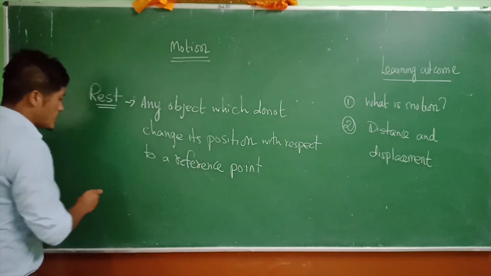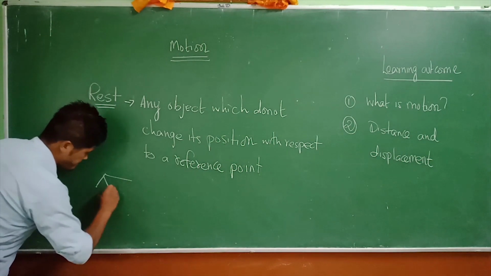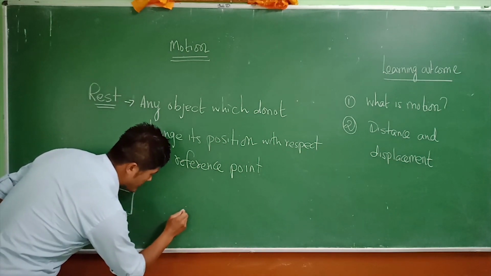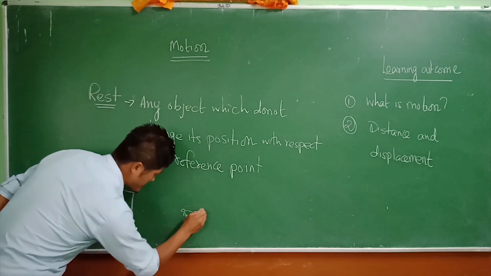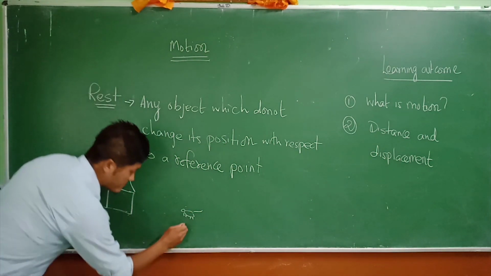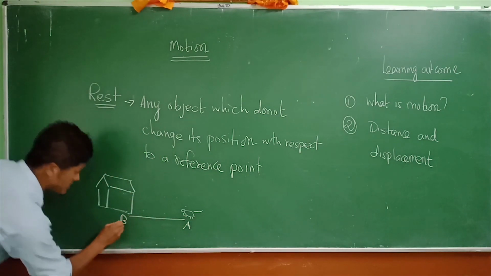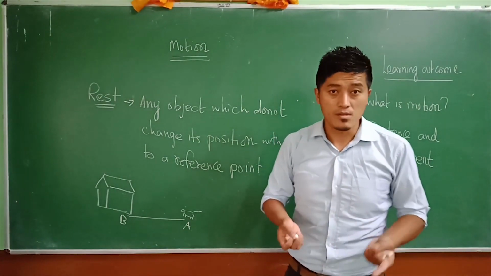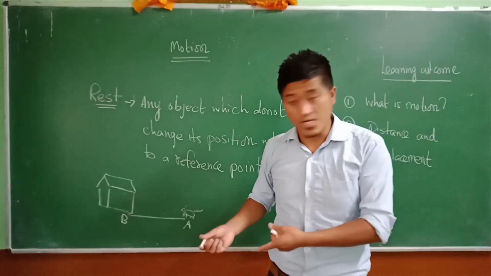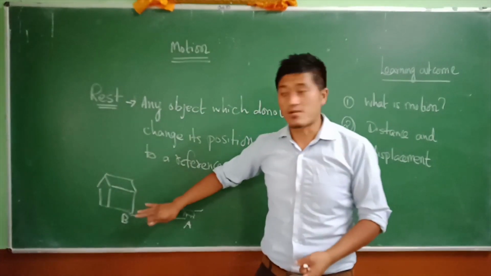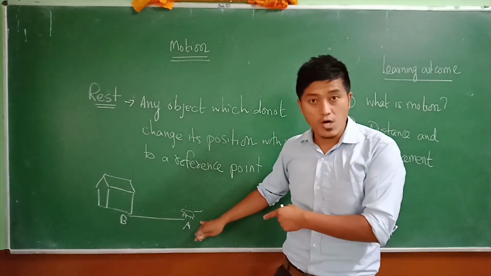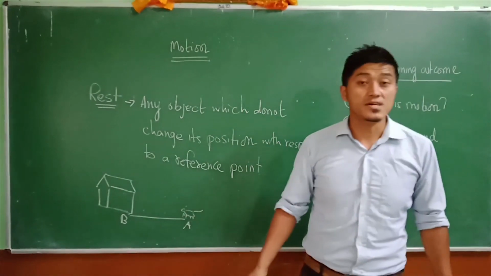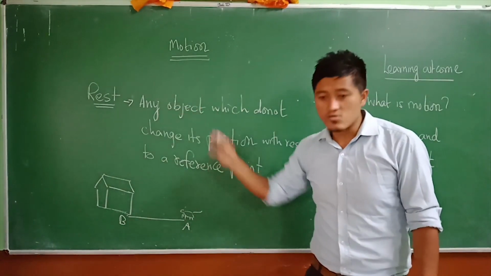For example, let's imagine there is a house and there is a sleeping dog. Let's imagine this is a sleeping dog. This dog is at position A and this is at position B. Now, it depends on how I'm going to take the example. I'm going to take this house as the reference point for the dog. So if this sleeping dog is not changing its position with respect to B, we call this sleeping dog at rest. Do you understand? So this is what we define as rest.